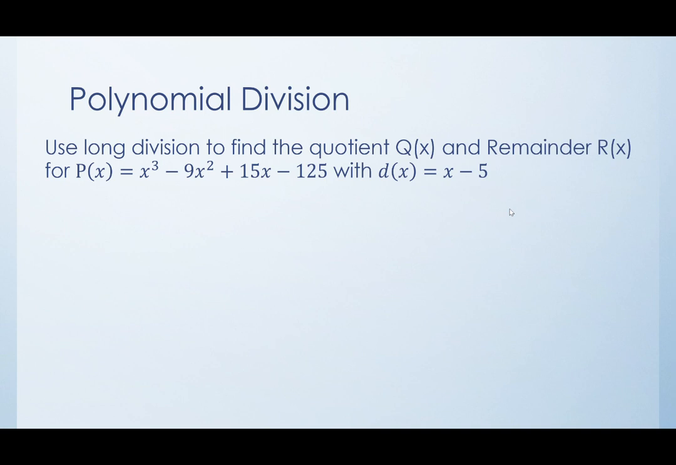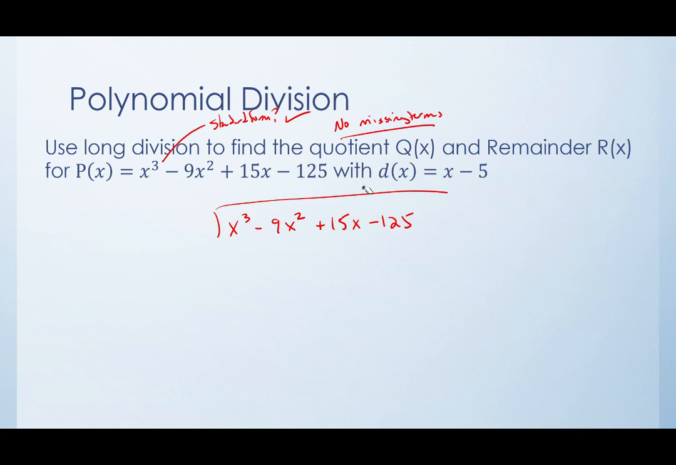Okay, so we're going to write this out. Is this in standard form? Yes, it is for both of them, of course. We have our highest power first. Do we have any missing terms? No, so no missing terms. That's important, right? And so we're dividing by x minus 5.